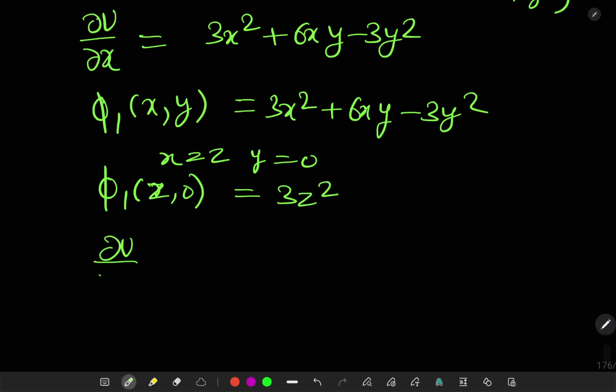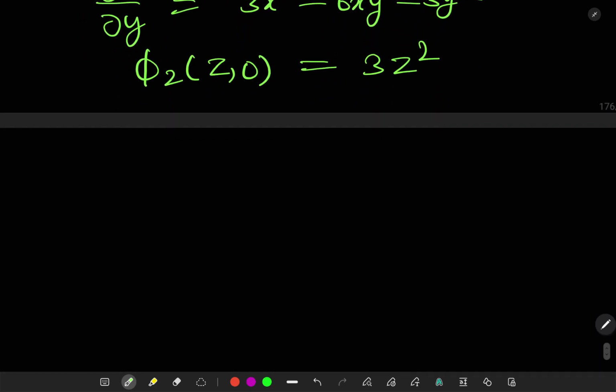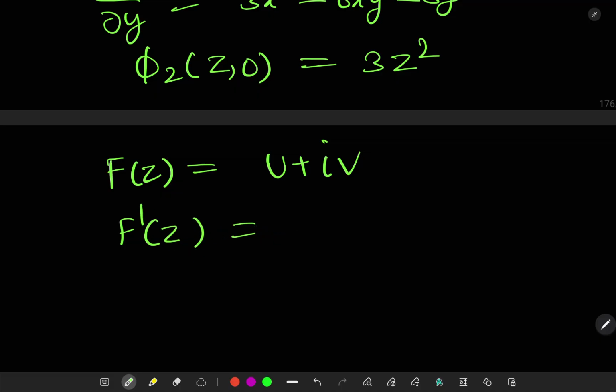Now finding del u over del y equals this value. Similarly, we also find phi 2 z comma 0, so we get this value. Now we find the value of capital F z, u plus iota v, and if we find this, it is equal to this.